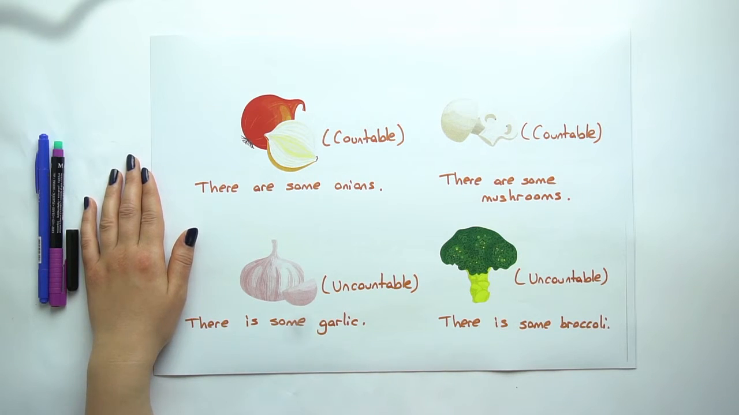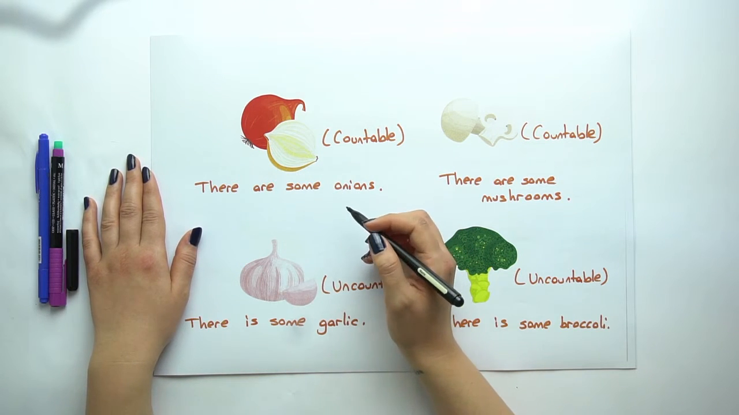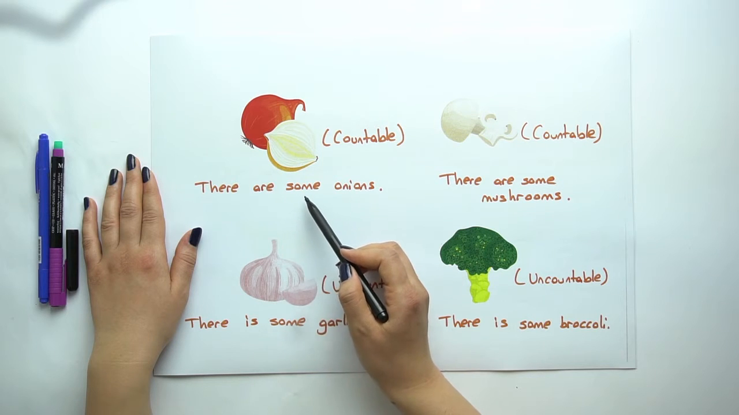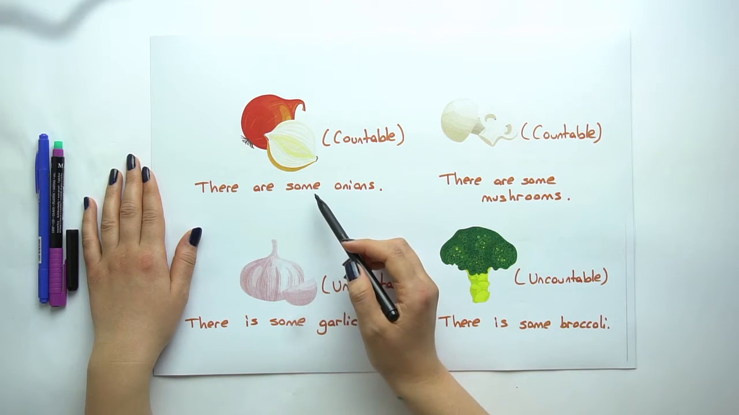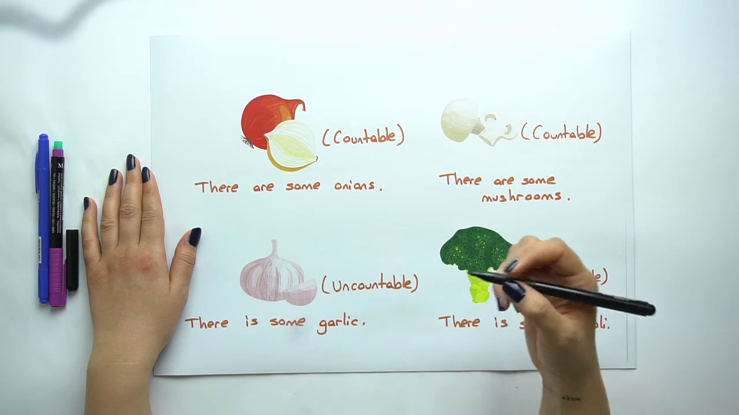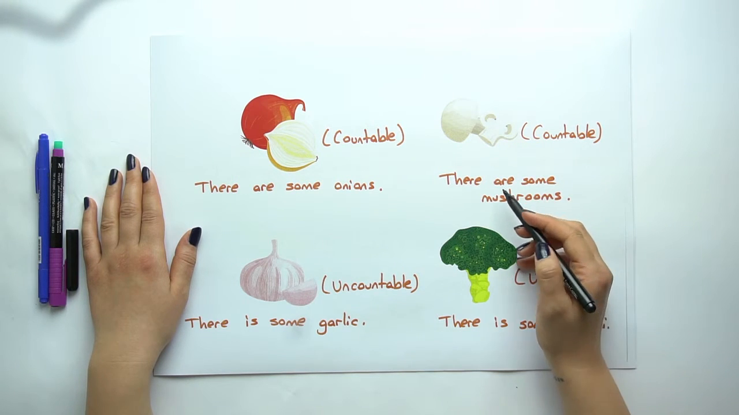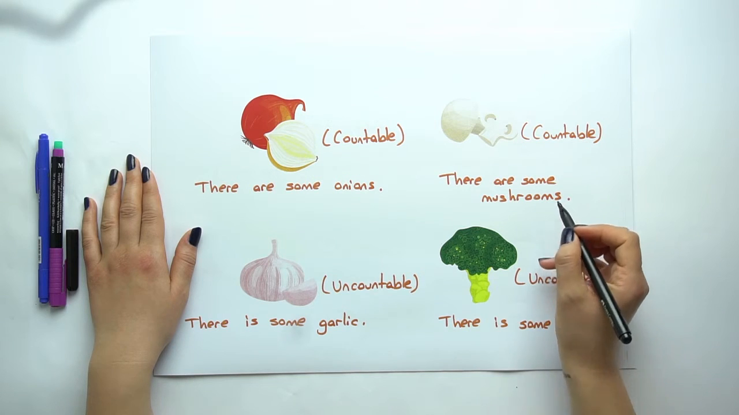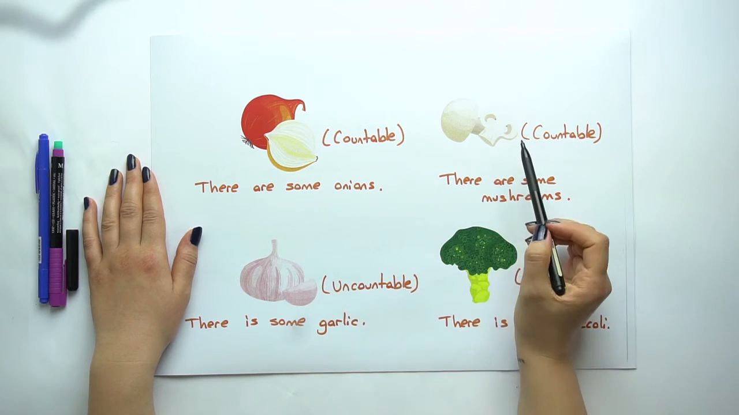Okay, next one. And with these examples, of course, we have some uncountable nouns, okay? Let's have a look at them. First one, onion. Onion is a countable noun, so we can say there are some onions. And also, instead of some, you can also tell a number for onion too, okay? Since it's a countable noun. Next one, mushroom. Mushroom is a countable noun. And we can say there are some mushrooms. You can see that we use the plural forms of onion and mushroom.